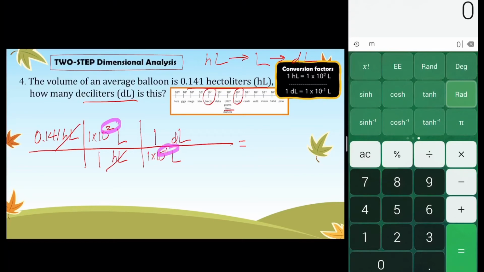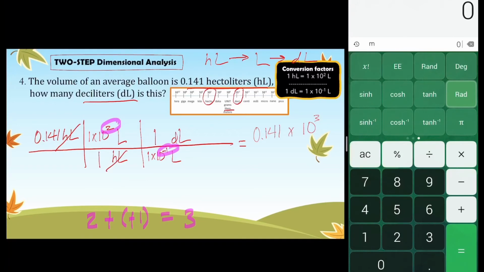When you have exponents on numbers that you're dividing, remember to subtract. So 2 minus negative 1, okay? Minus becomes plus, right? So 2 plus 1 is 3. So our exponent will be 3. So let's go ahead and write 0.141 times 10 to the power of 3.